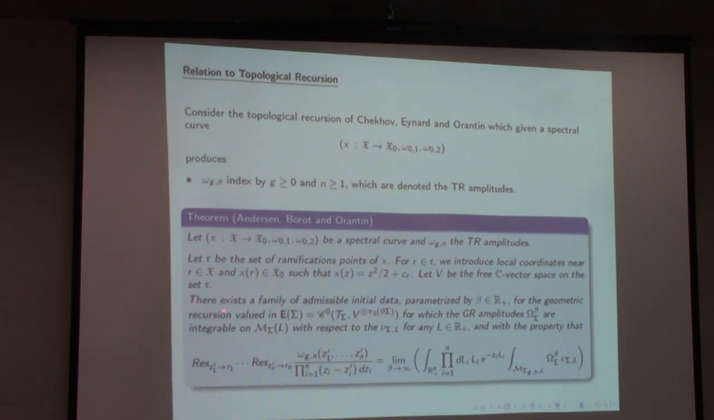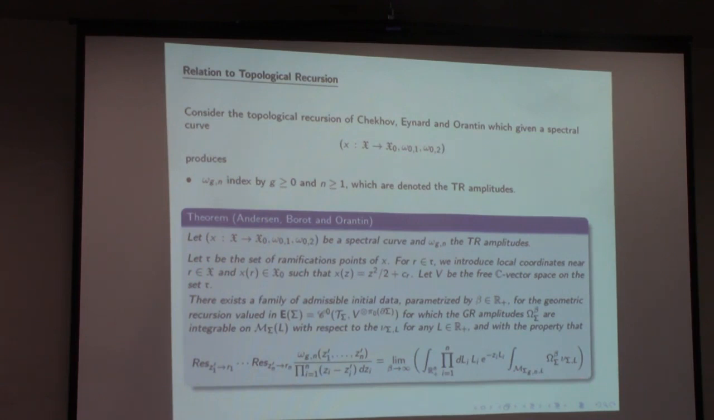Then the theorem says there exists a family of admissible initial data parameterized by some real number beta in R plus, such that you can use the target theory, which is continuous functions from Teichmüller space to V, this vector space we just constructed, tensor power on a number of boundary components. And the GR amplitudes, for some initial data that is specified by the curve here, are integrable over moduli space. And when you perform the integrals, they give you exactly the same as these residues on the topological recursion side. And notice this is a Laplace transform on the outputs of the integrations.